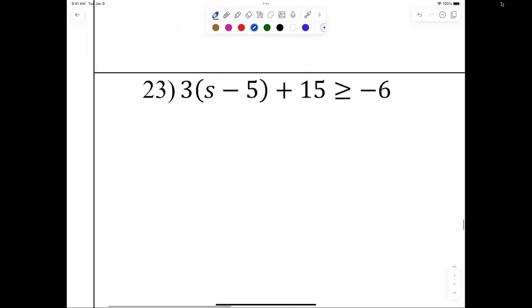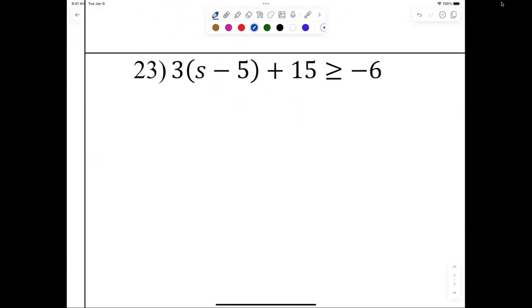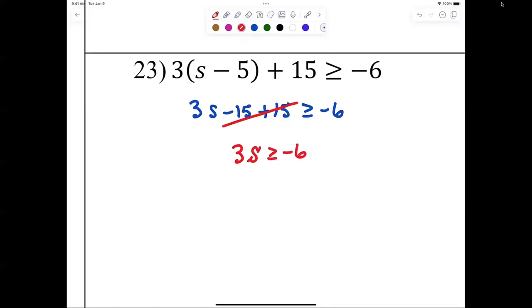All right, here we go. Now let's go distribute the 3. 3s minus 15 plus 15 greater than or equal to -6. This one's nice because the -15 and +15 do what to each other? Cancel out. So 3s is greater than or equal to -6. So now s is greater than or equal to what? -2.